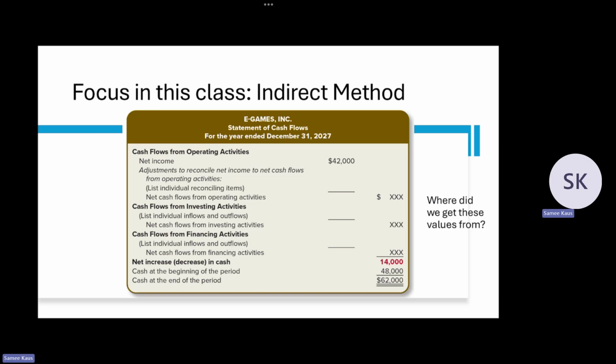So again, we're going to focus on this indirect method because if you do go into accounting, this is probably what you're going to see. I will tell you too, the direct method is covered in a more advanced accounting class, okay?